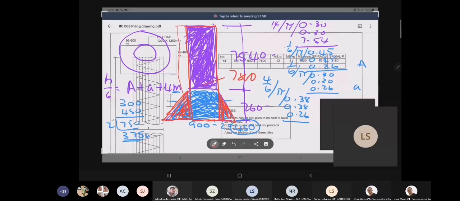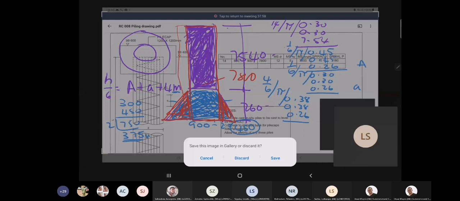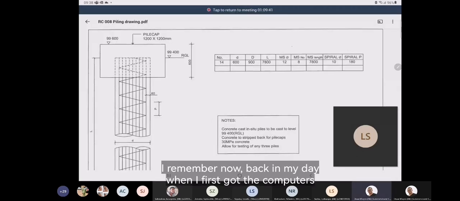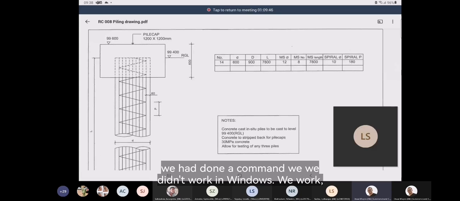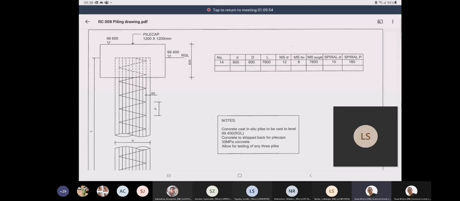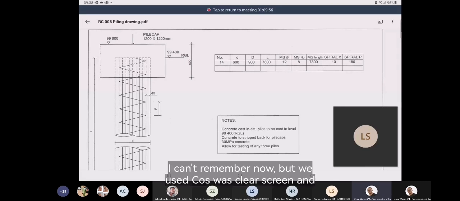Right. See a screen. I remember now back in my day when I first dealt with computers, we had a command. We didn't work in Windows. We worked in, what's it called? We didn't work in Windows back then. It was in, can't remember now. But we used CLS, which was clear screen. When you punched CLS, your screen was cleared and there was nothing. If you didn't save, you lost all of it. There was no auto save as Windows has.